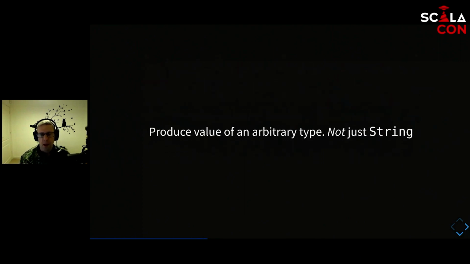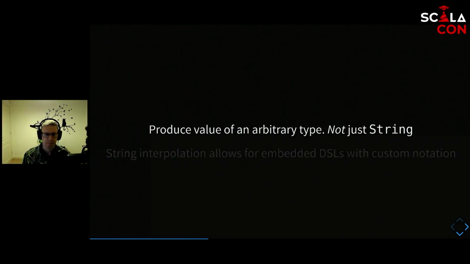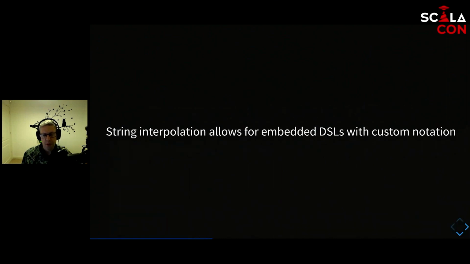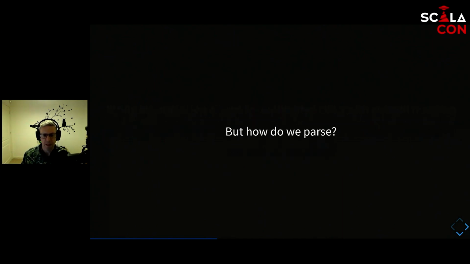And the final thing you need to know about string interpolation is that it doesn't have to produce a string. It can produce a value of whatever type we like, not just a string. That's really important. So taking all this together, we can say that string interpolation allows for embedded DSLs with custom notation. So that should be fairly nice for doing the kind of things I'm interested in talking about here. But there's a problem, which is how do we parse it?